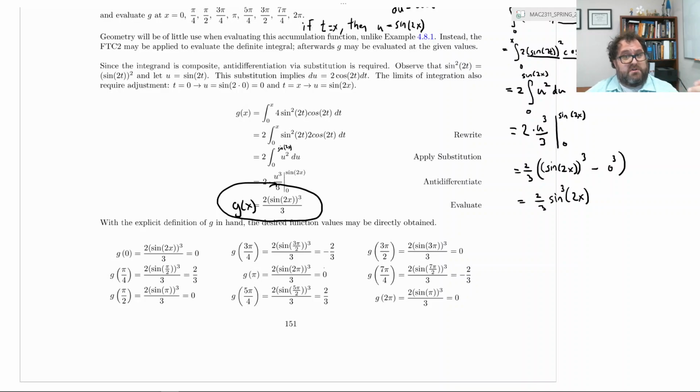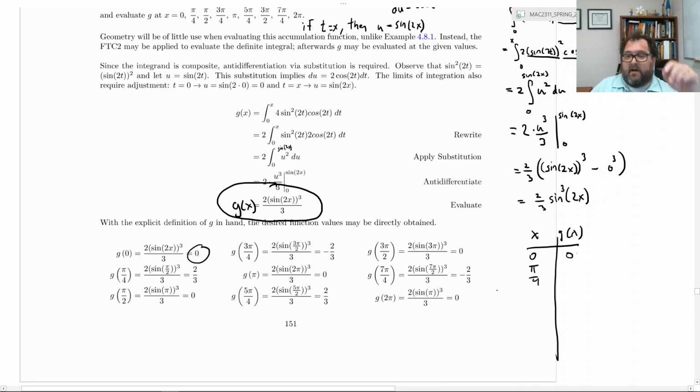Now what I want to do, just like I did in the previous example, is plot all these. So imagine again, you get a t-chart where you have x and g of x. I'm not going to do all these, but you have 0, pi over 4. We found g of 0 was 0, so the y value is 0. What was the y value of pi over 4? 2/3. What was the y value when you plugged in a pi over 2? Well, that is 0.